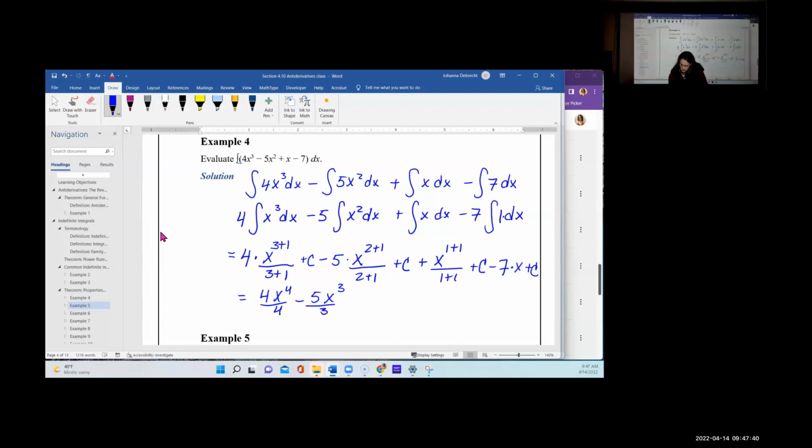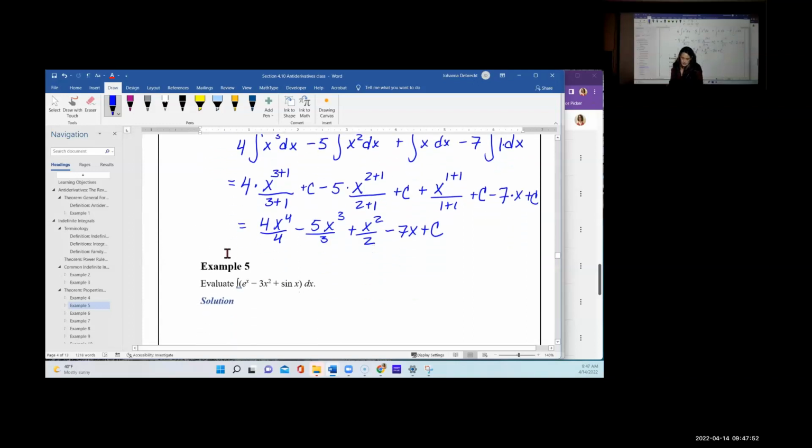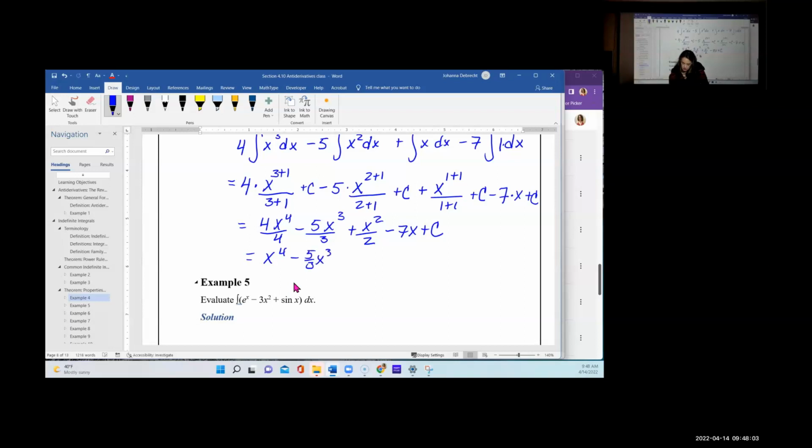cubed over 3 plus x squared over 2 minus 7x plus all the constants balled together. And of course, the last thing that I could do is I can take that 4 divided by 4 and write it as x to the 4th minus 5/3 x cubed plus 1/2 x squared minus 7x plus a constant.